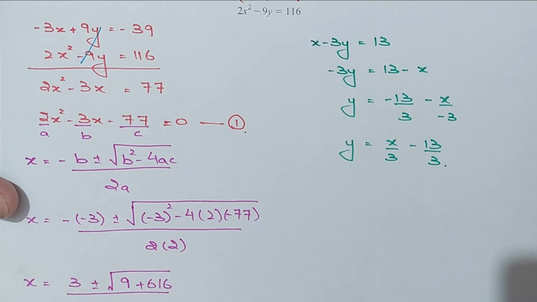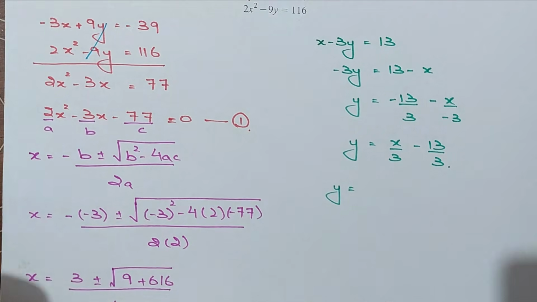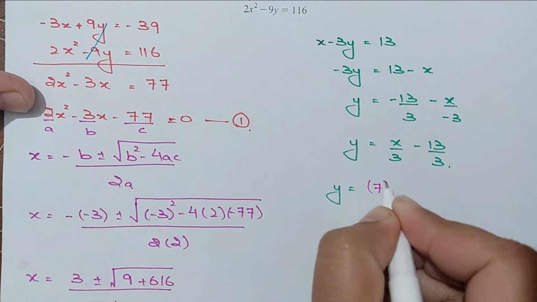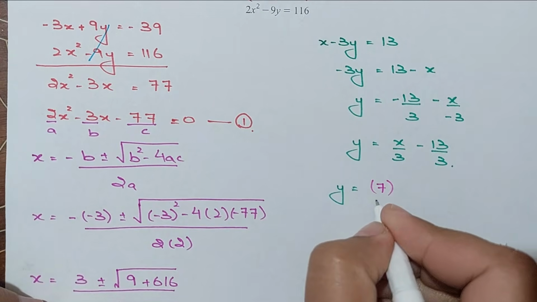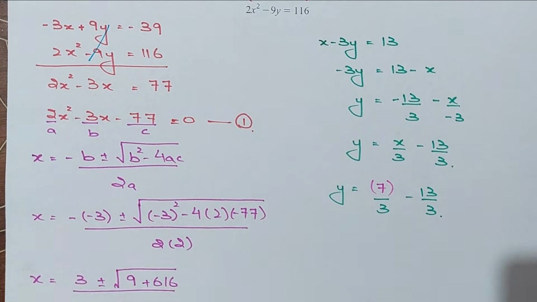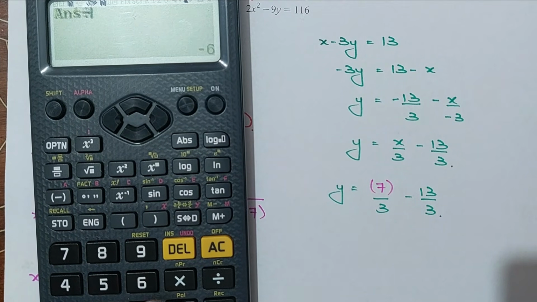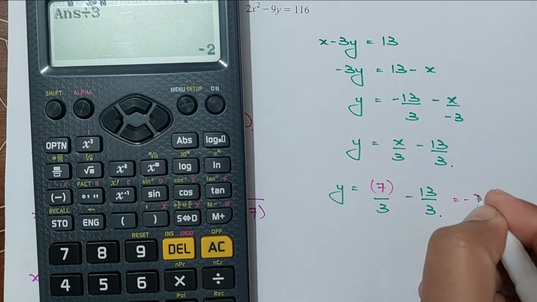Substitute the values one by one. So the first value is, y equals, x is 7. x is 7 divided by 3 minus 13 over 3. The denominators are same. So 7 minus 13 over 3 is minus 6 over 3, minus 2. This is equal to negative 2.